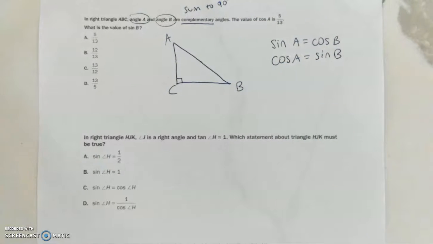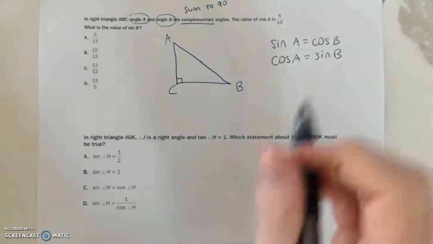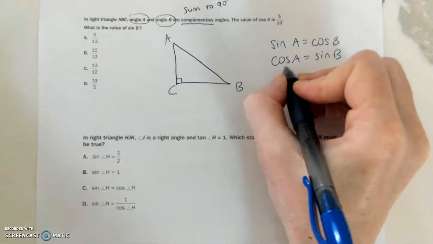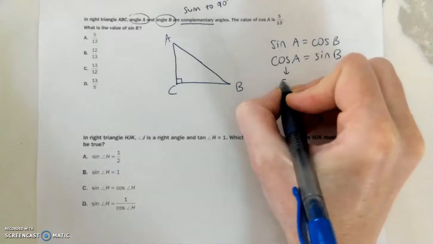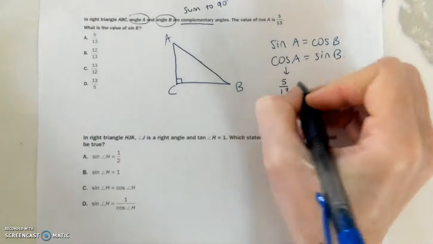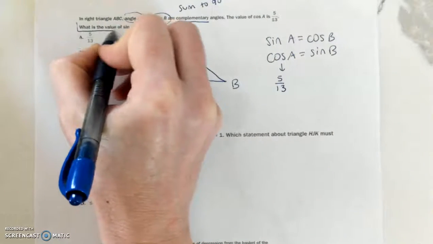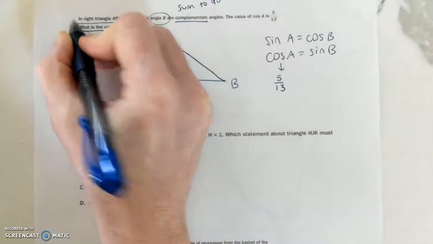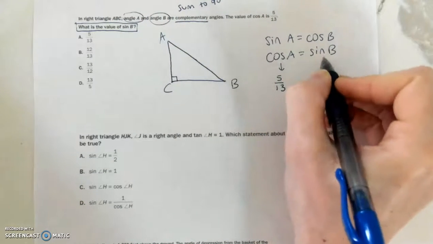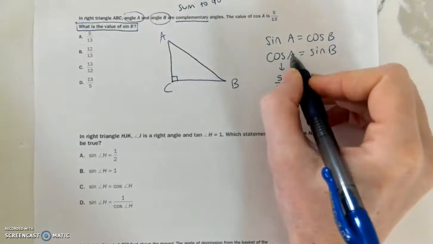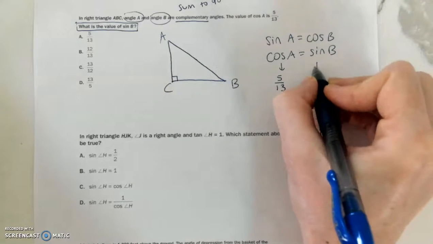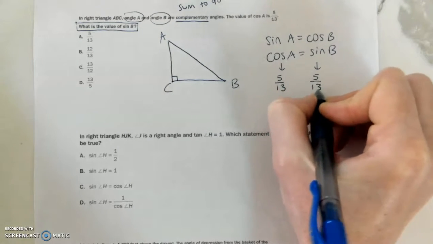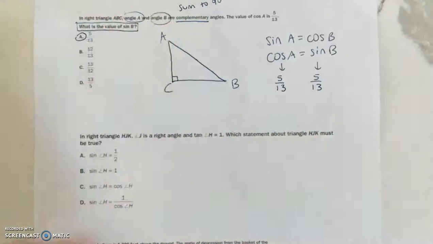So they tell us the value of cosine A. They say cosine of A is 5 over 13. What is the value of sine of B? Our complement theorem tells us they're equal. So cosine of A and sine of B are exactly the same thing, 5 over 13. So your answer here is A.